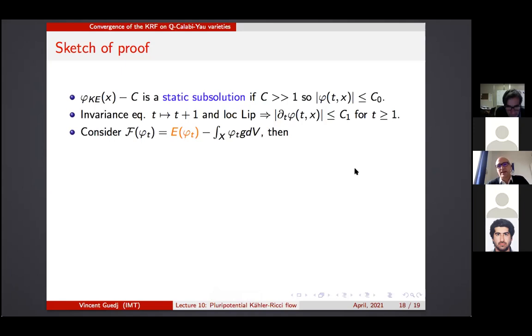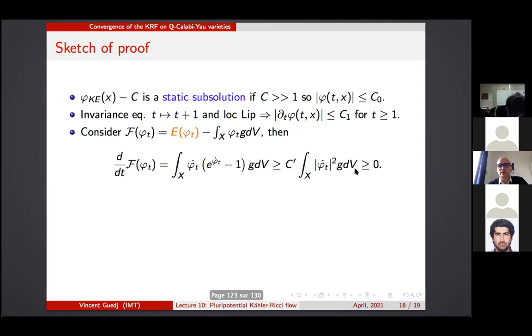I consider now the functional which was denoted by F0 one week ago. So the functional, which is the energy of phi t minus the mean value of phi t with respect to the measure GdV. Then I differentiate this functional along the Kähler-Ricci potential. And what I do get is this quantity. The first term is the integral of phi t dot times the Monge-Ampère of phi t. And the second term is minus the integral of phi t dot GdV.